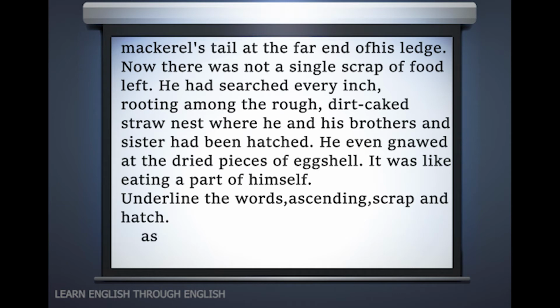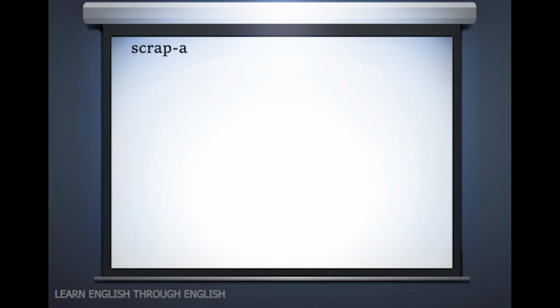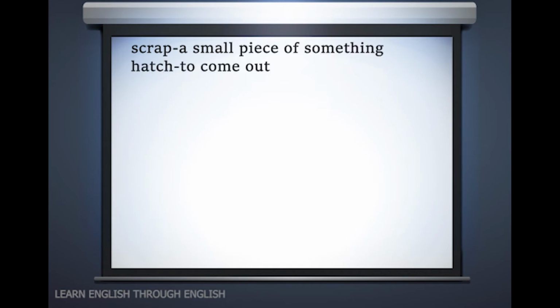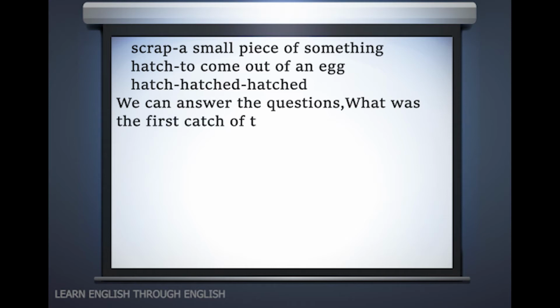Underline the words ascending, scrap, and hatch. Ascending is going up. Ascending is the opposite of descending. Scrap is a small piece of something. Hatch is to come out of an egg. Hatch, hatched, hatched.